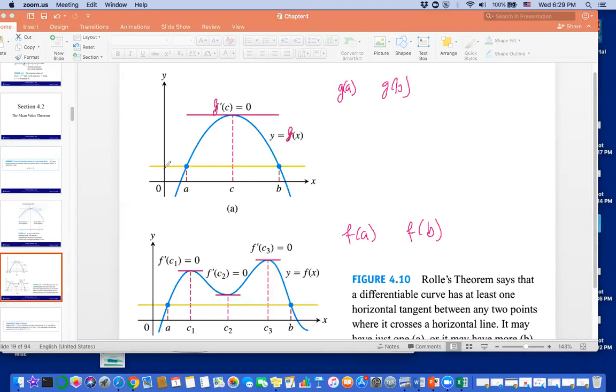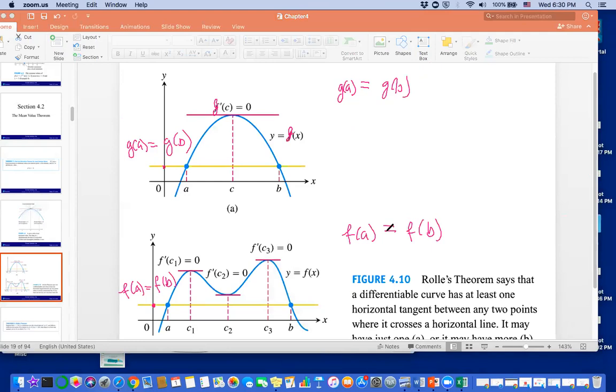This is g of a, which is equal to g of b, yes? And this is f of a, which is the same as f of b. They also kind of made them look equal to one another, but that's just kind of an accident. Okay, so what's really important is that the values at the endpoints are equal to one another.